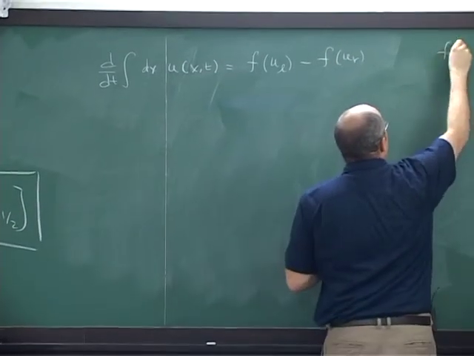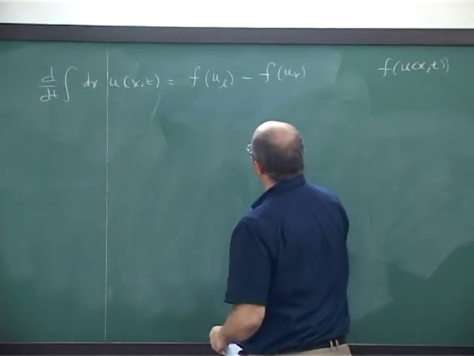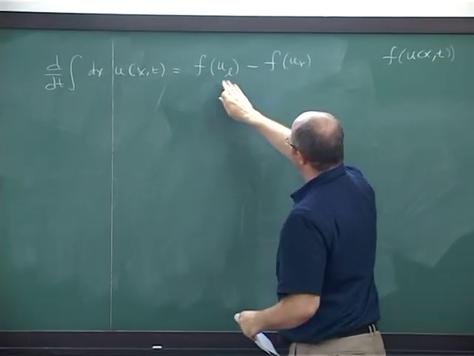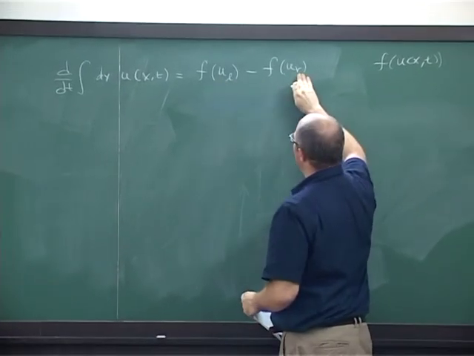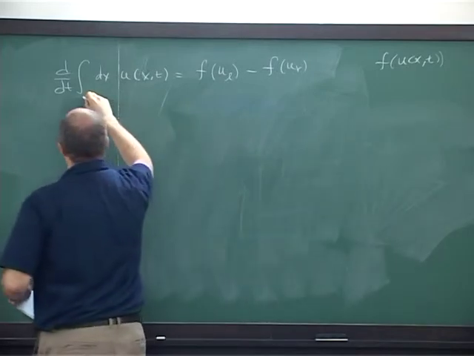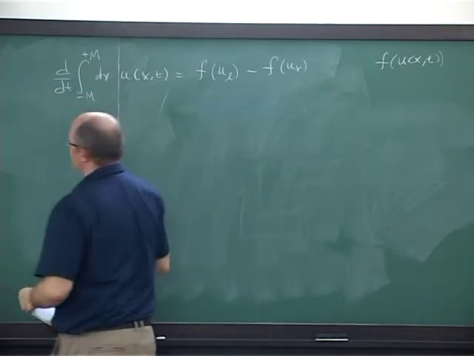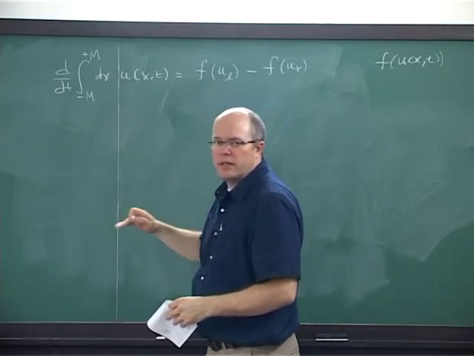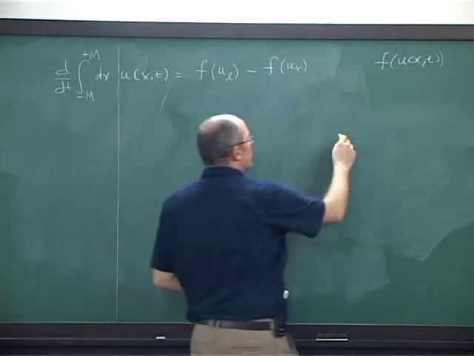So rather than writing f of u of x and t, I'm just going to say that this is f at the left boundary and this is f at the right boundary, and I'm integrating from, say, minus m to plus m. I'm going to assume the discontinuity is initially at the origin. Okay, so I have a picture like this.